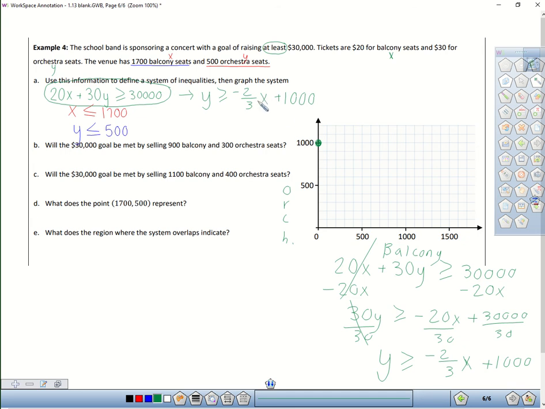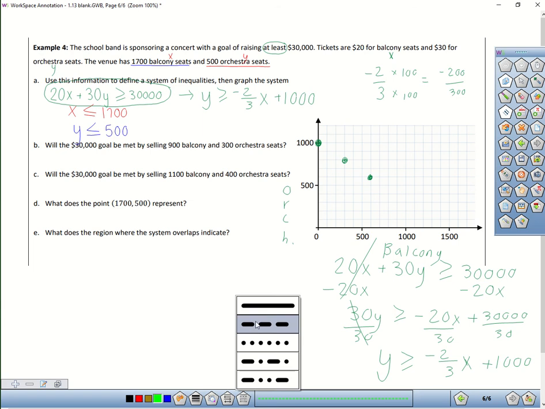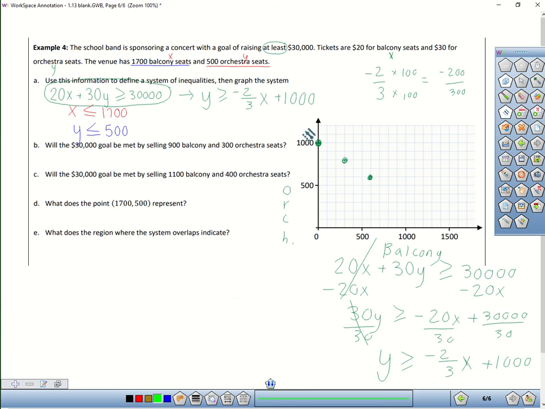So I want you to think about this for a second. Negative 2/3 is the same thing as negative 200 over 300, right? So I can go down 200 units and over 3 units, and that won't change anything. Down 1, 2, over 1, 2, 3. And this line is going to be solid or dashed? Solid. It's going to look like this.